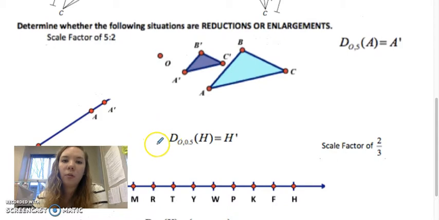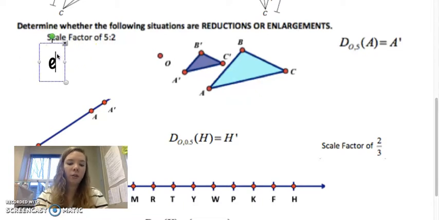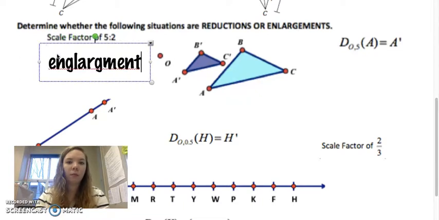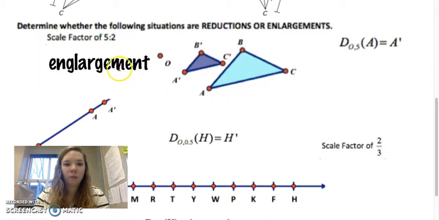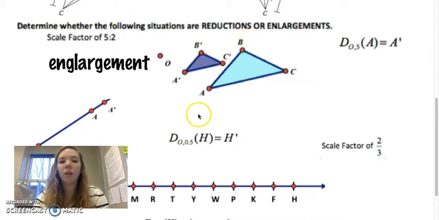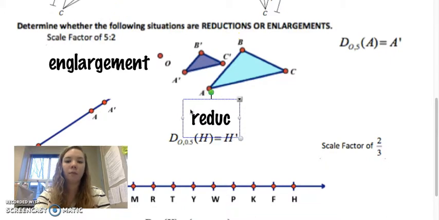Determine whether the following situations are reductions or enlargements. Scale factor of 5/2, that's larger than 1, so it's an enlargement. Here, this is my pre-image because they do not have the apostrophes, they're not prime. So from B to B prime, it looks like we're getting smaller. So this is a reduction.